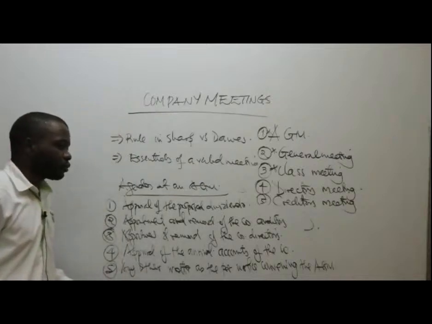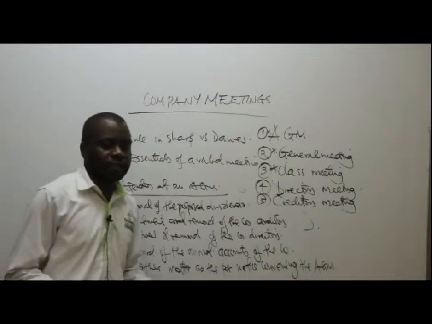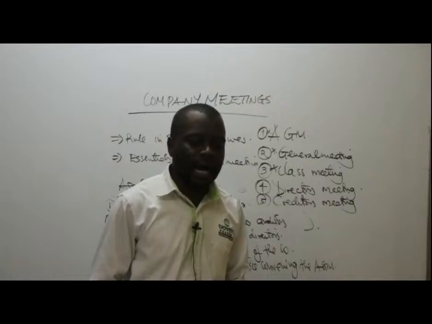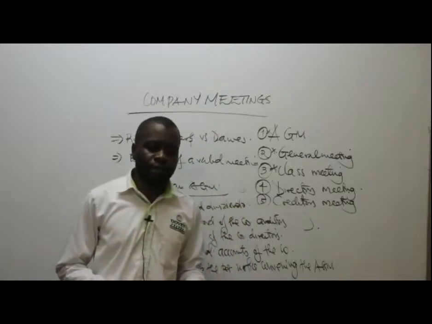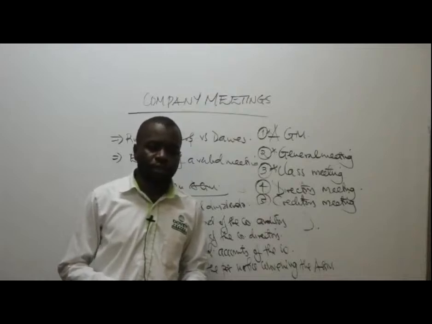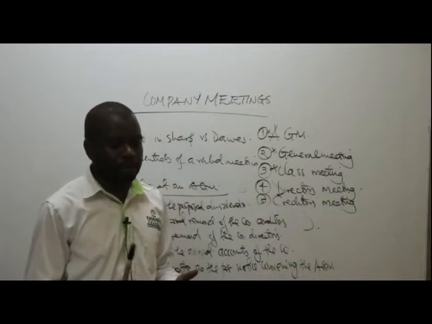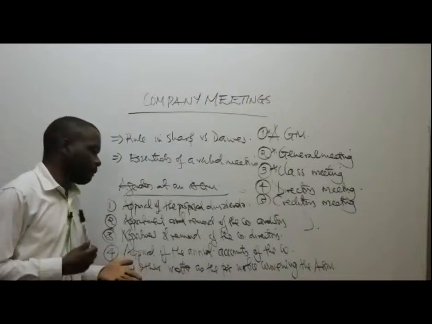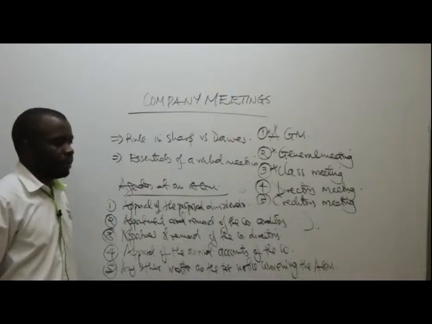The proper notice to convene this meeting is normally 21 days. There should be a notice of at least 21 days as per the requirements of the Companies Act, or the statute. So if you are issuing the notice today, it means that after 21 days, that's when the meeting can be held. That is what we mean by an annual general meeting.